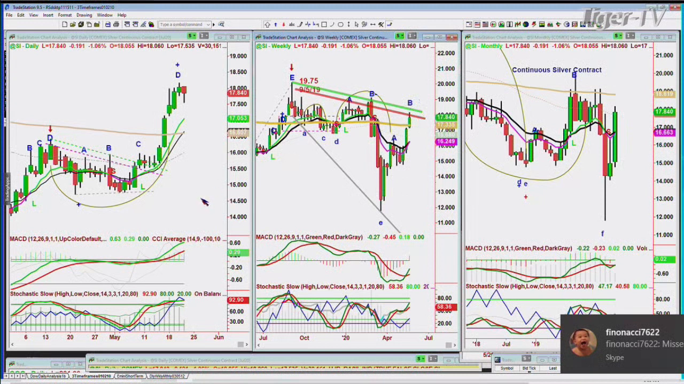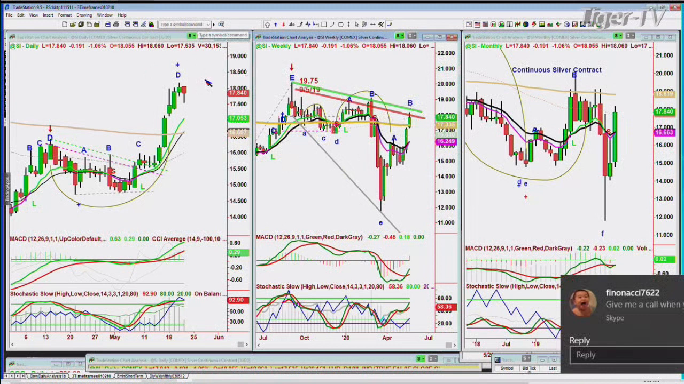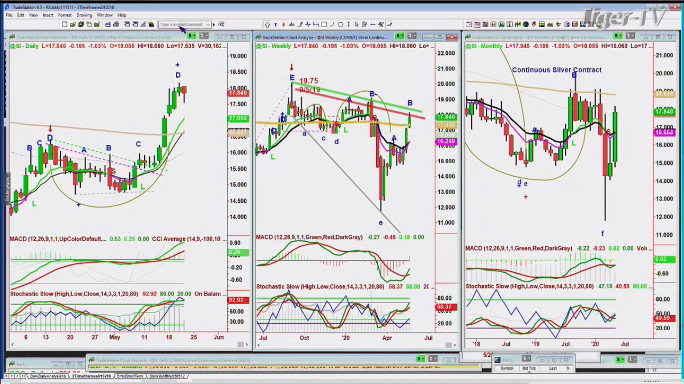Silver's had a spectacular move. Now it should take a little bit of a breather. The upside might be limited, but it's got tremendous support in the low 17s, maybe to 16.80. Got that out of the way. Let's look at the dollar.